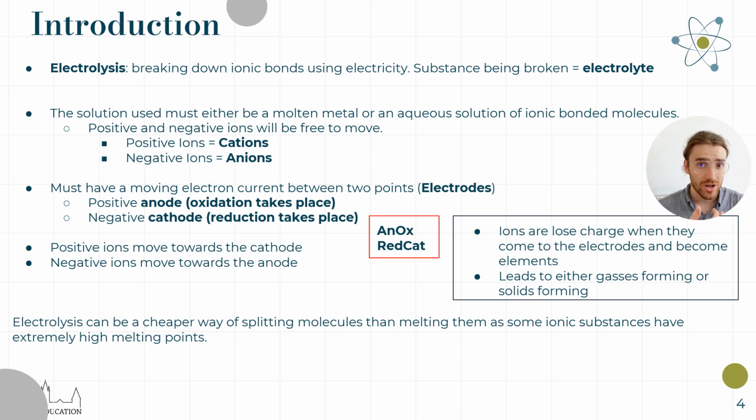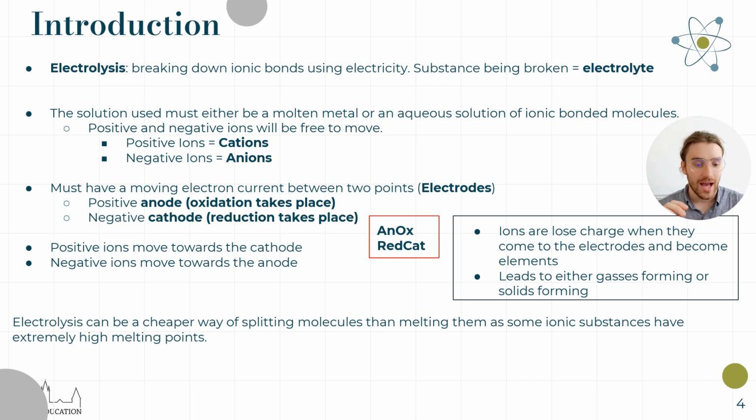Okay, so the positively charged ions we're going to call cations. Negatively charged ions we're going to call anions. Now when it comes to the movement of those electrons, we talked in the previous slide about OIL RIG. Oxidation is the losing of electrons, and that is going to take place at the positive anode.